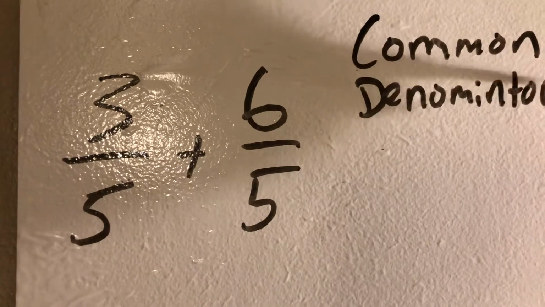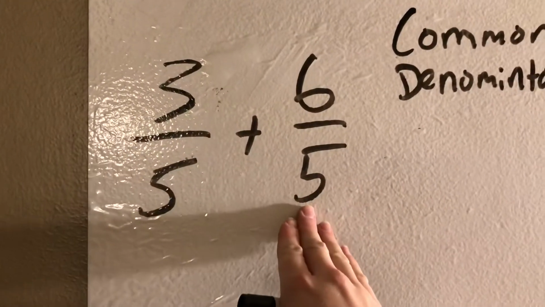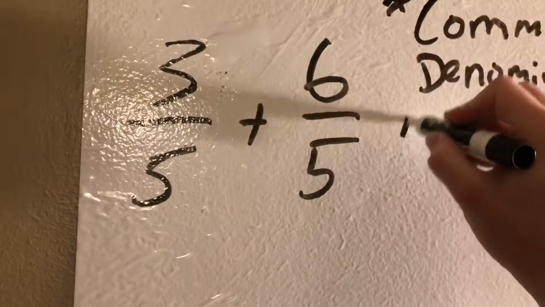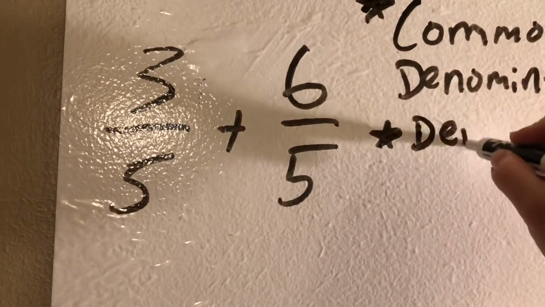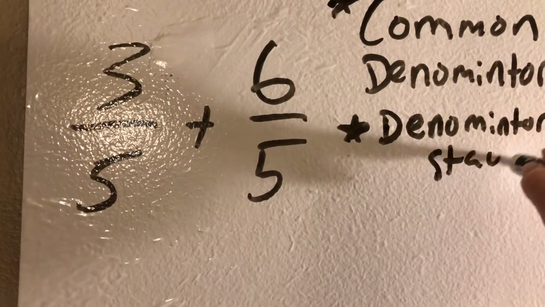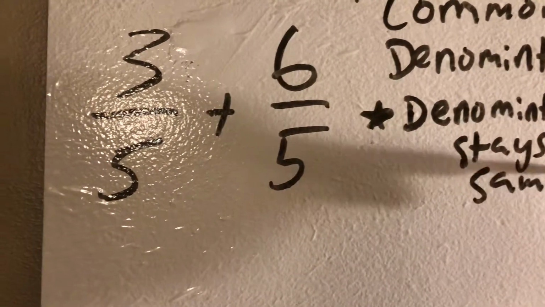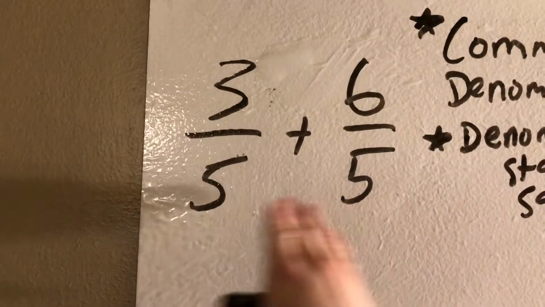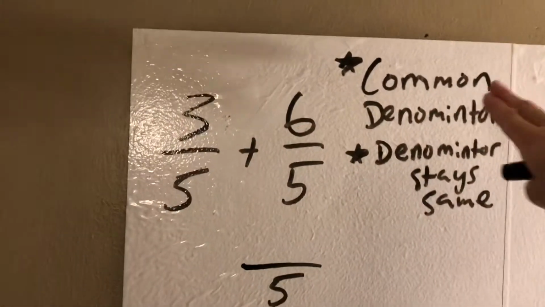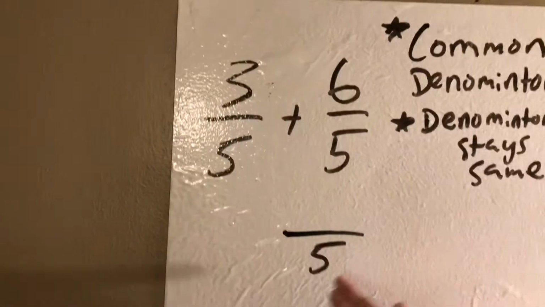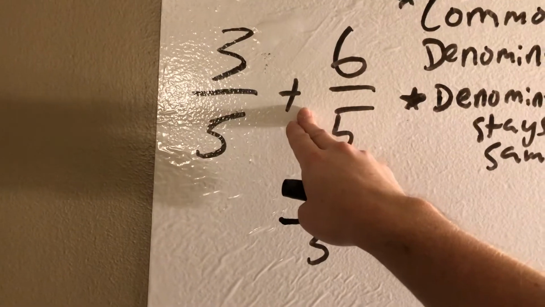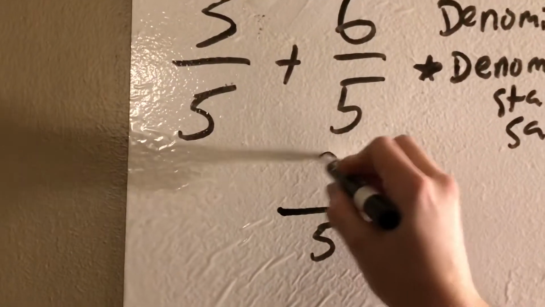If they don't have the same bottom number, the same denominator, you can't add or subtract fractions. You must have a common denominator, and when you add or subtract, the denominator stays the same. So in this first problem, I already have matching 5s. I know 5 doesn't change. When you have your common denominator, it stays the same for the rest of the problem, but only when we're adding and subtracting. So now we can do 3 plus 6 is 9.